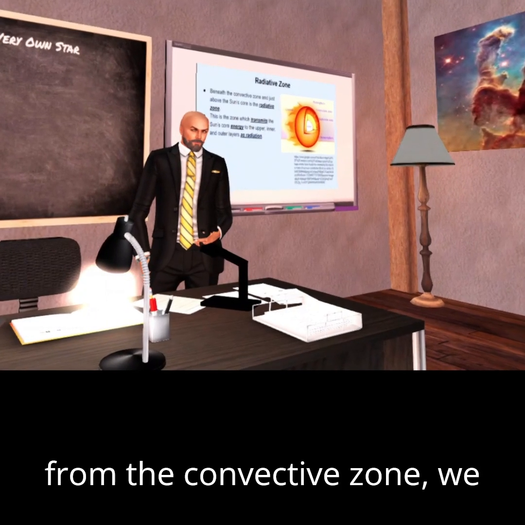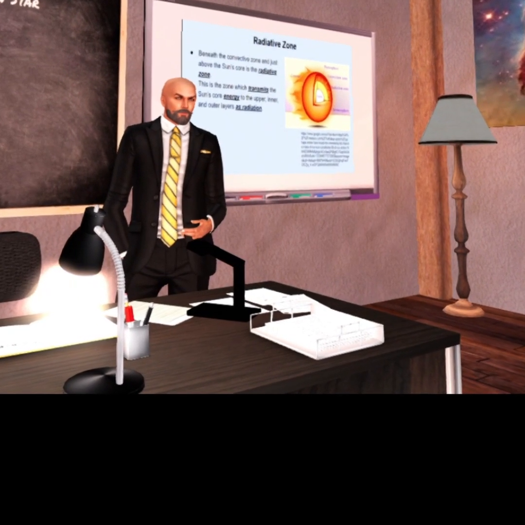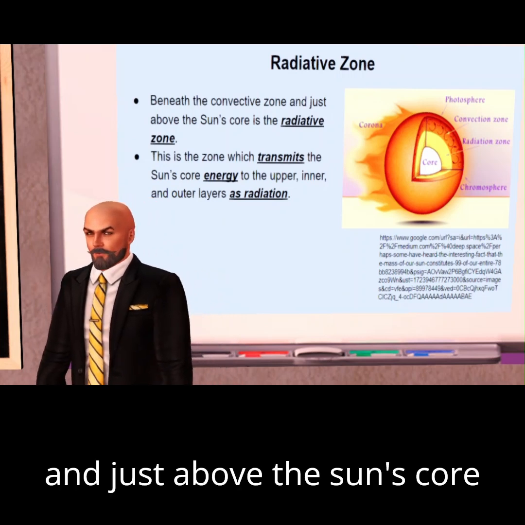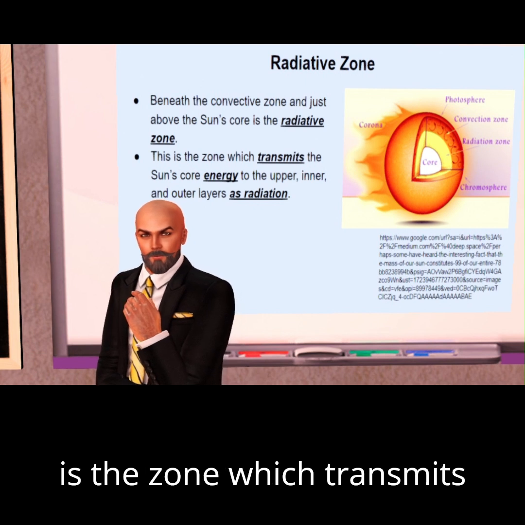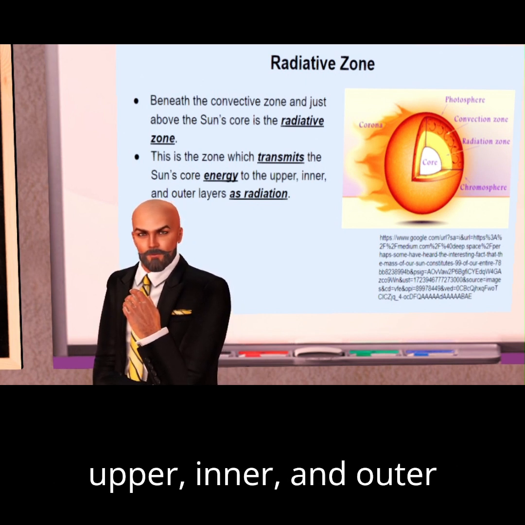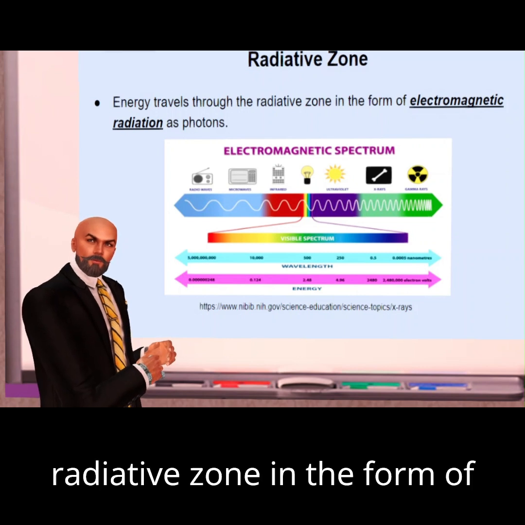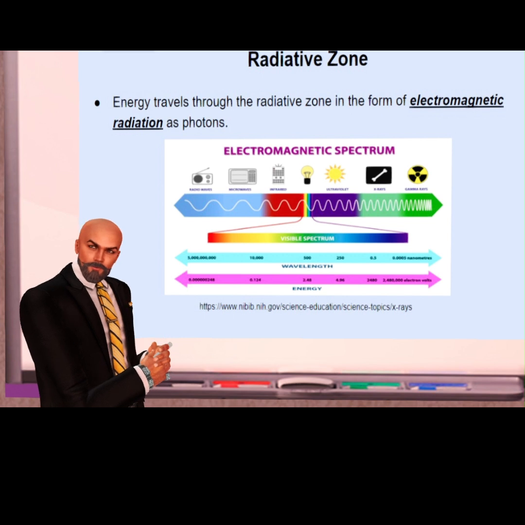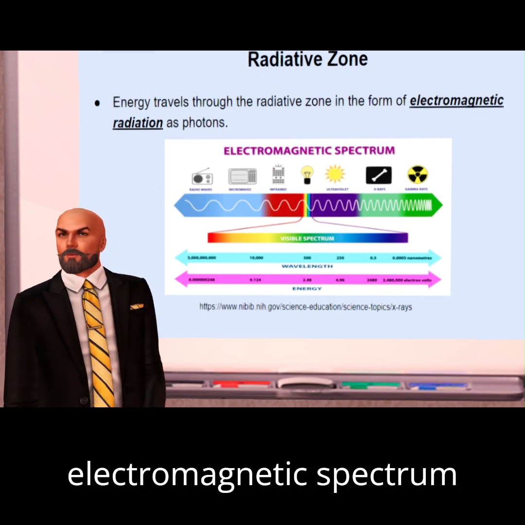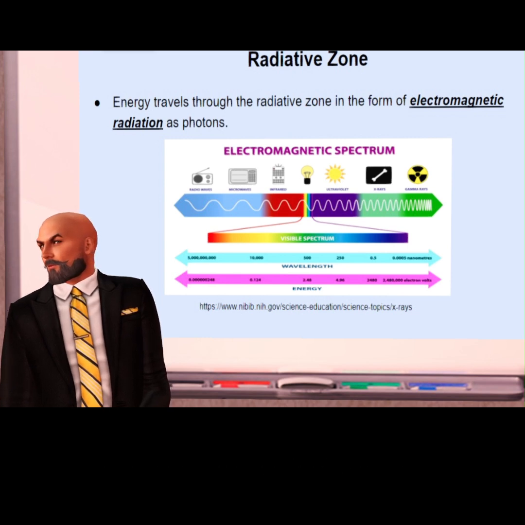Moving inward through the sun from the convective zone, we move into the radiative zone. Beneath the convective zone and just above the sun's core is the radiative zone. This is the zone which transmits the sun's core energy to the upper, inner, and outer layers as radiation. Energy travels through the radiative zone in the form of electromagnetic radiation as photons. The diagram illustrates the electromagnetic spectrum, within which visible light makes up only a small percentage.